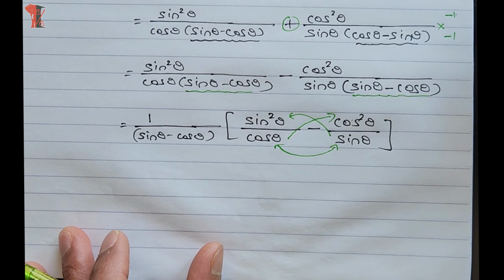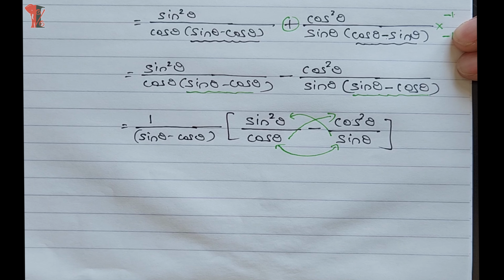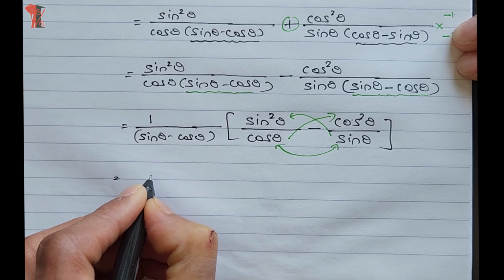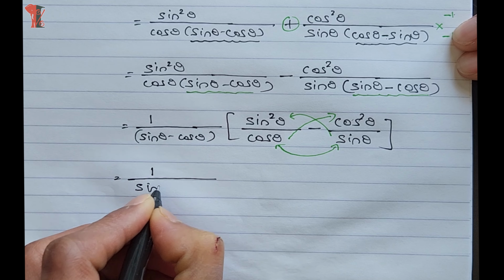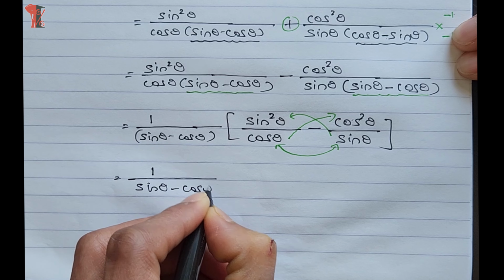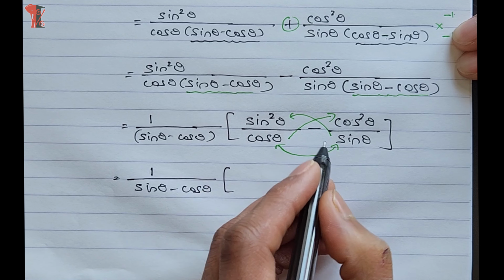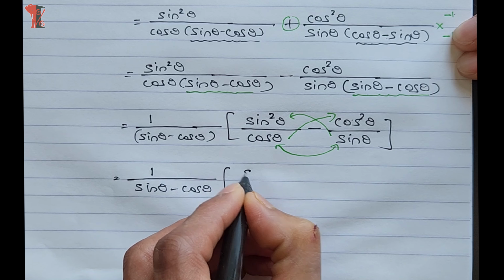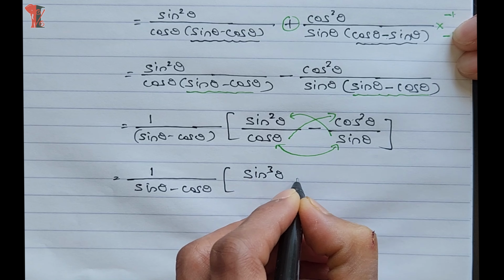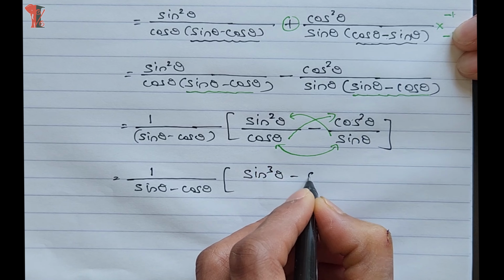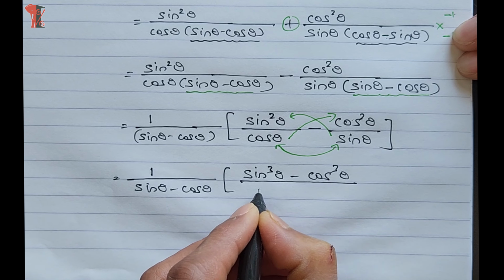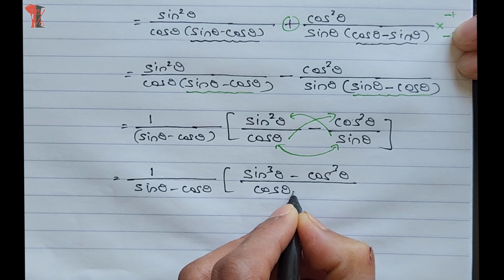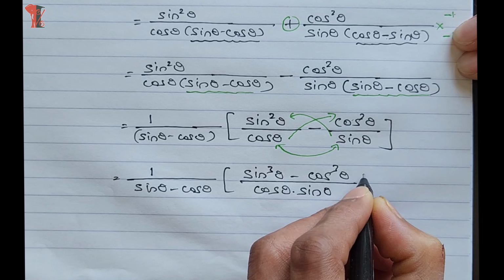So when you do that, what will we get? Now see, outside the bracket, whatever it is remains as it is, that is sin θ minus cos θ, and inside the bracket sine into sine square becomes sin³θ minus cos into cos square becomes cos³θ. In the denominator we will get cos θ into sin θ.